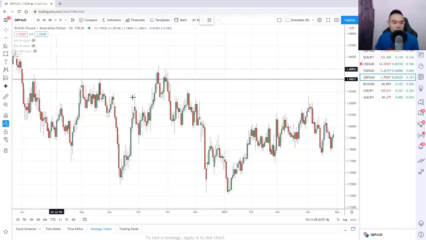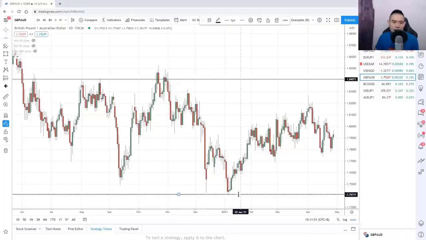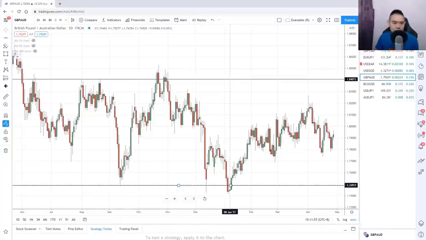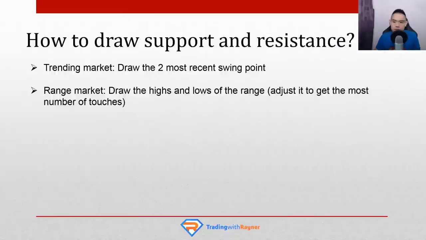Same for the lows over here, drawing this area of support. I don't want to draw it at the extreme level. I want to adjust it so I can get the most number of touches. So I'll adjust this slightly higher, and now I have 1 touch, 2, and 3. And this is my area of support. Okay, and this of course is my area of resistance. And that's how you go about drawing your support and resistance on your chart.